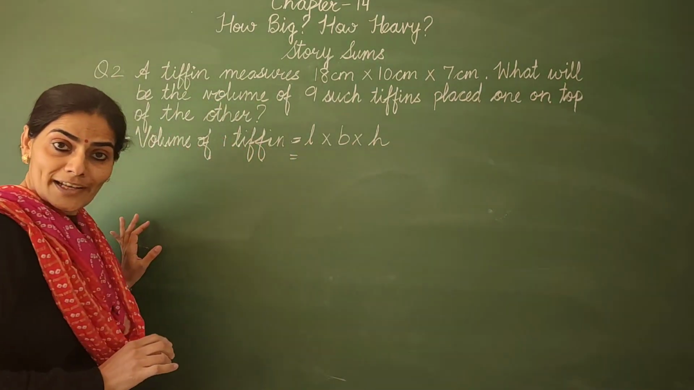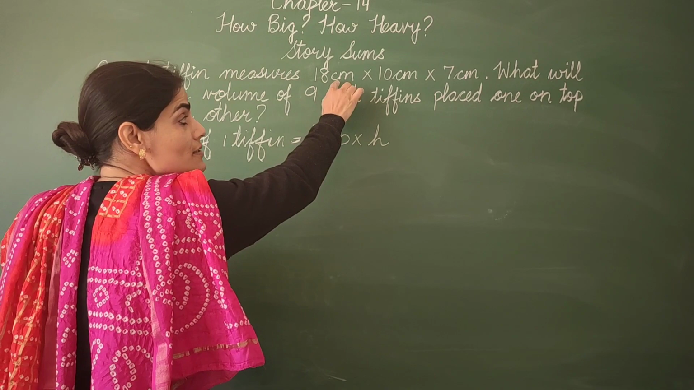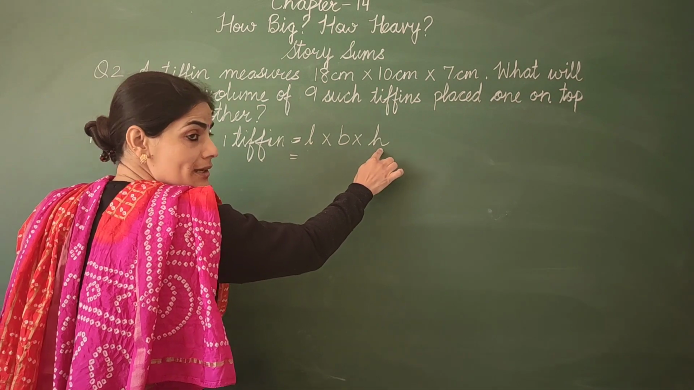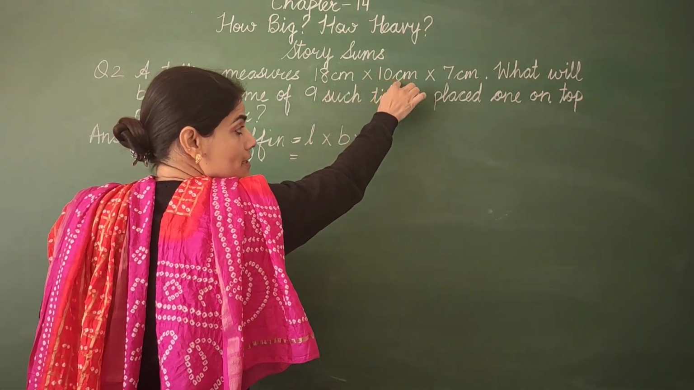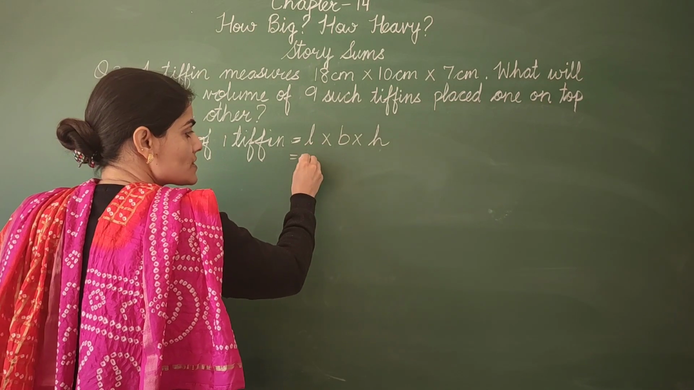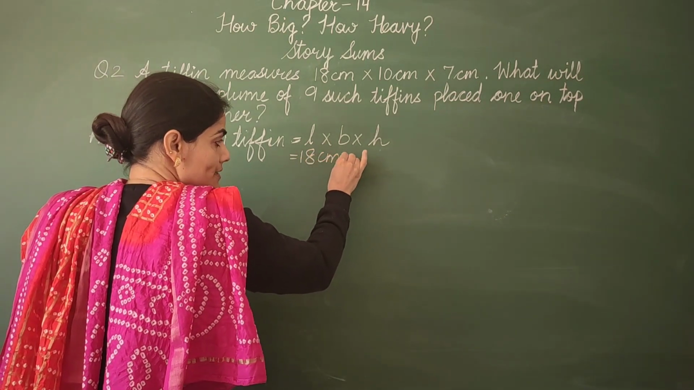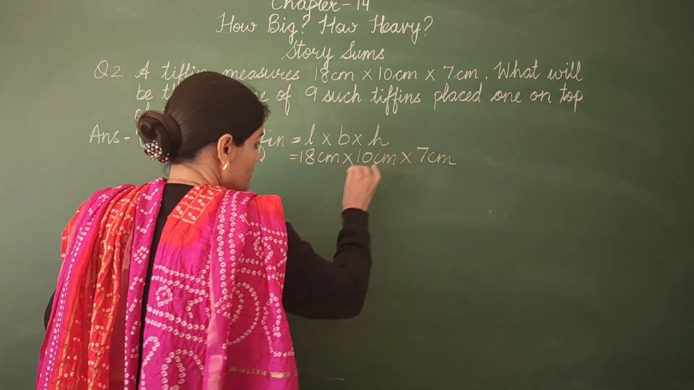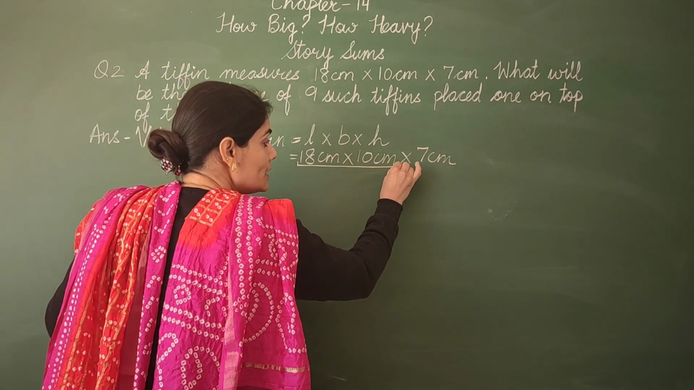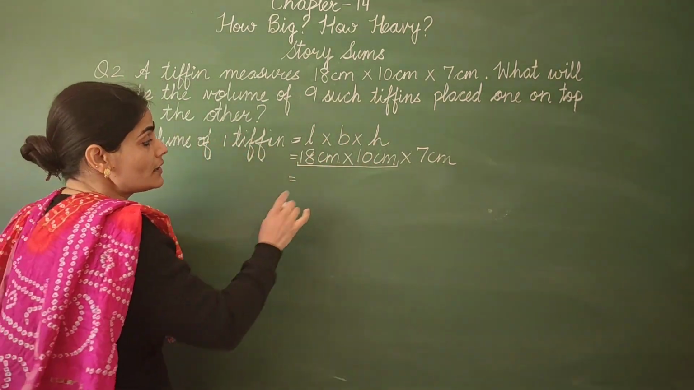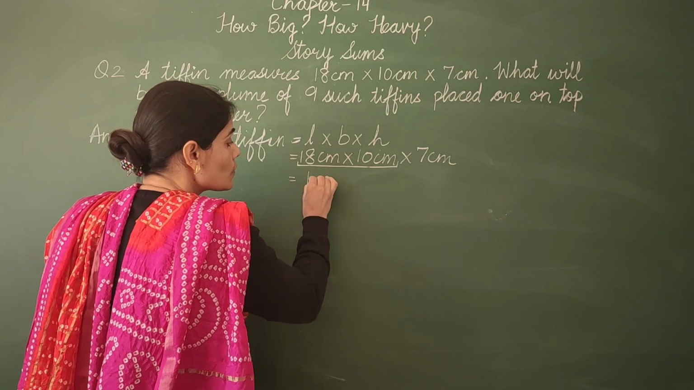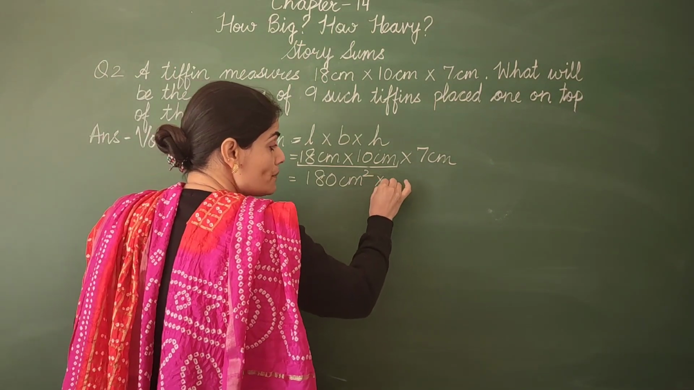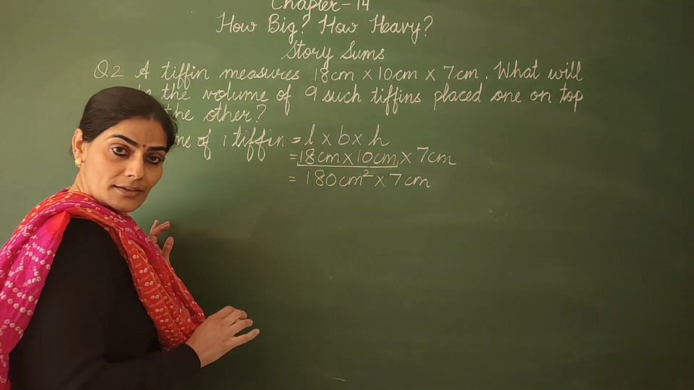Now we put the values in the formula, and we assume here that these dimensions are given in the similar manner. First one is length, then it's breadth and this is height. So I write here 18 centimeter by 10 centimeter by 7 centimeters. First I multiply the two given dimensions here. 18 times 10 is 180 centimeters squared. And this should be multiplied by 7 centimeter.